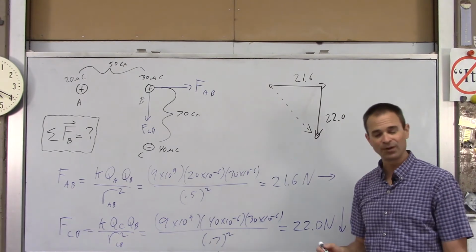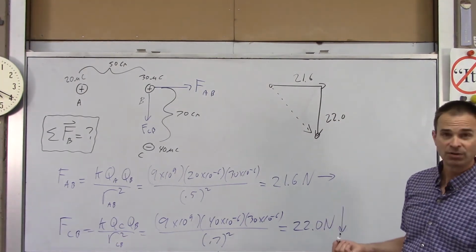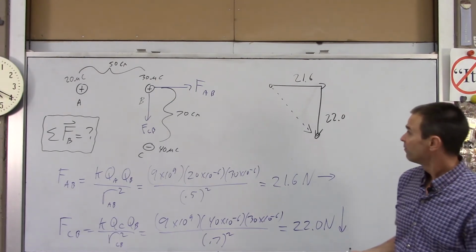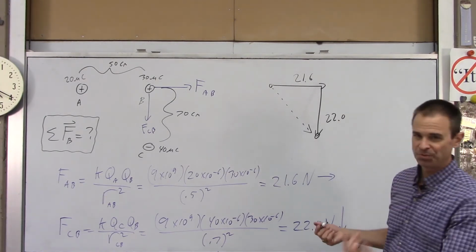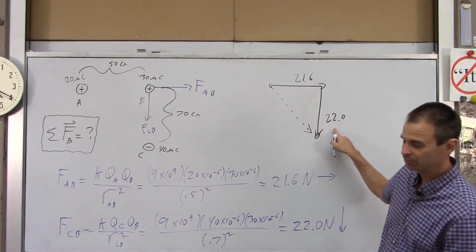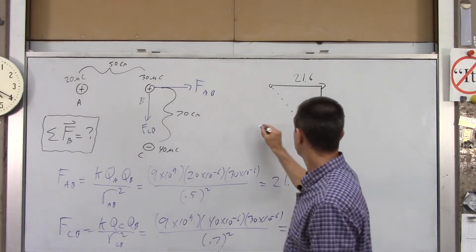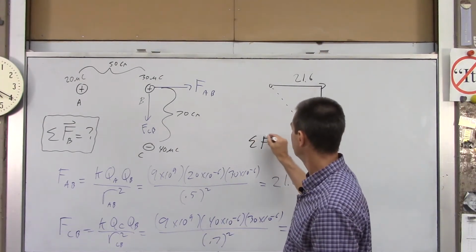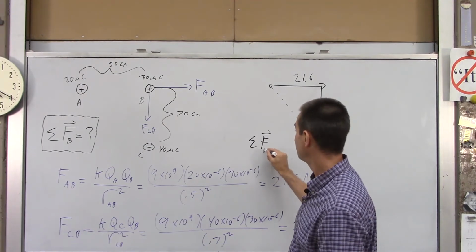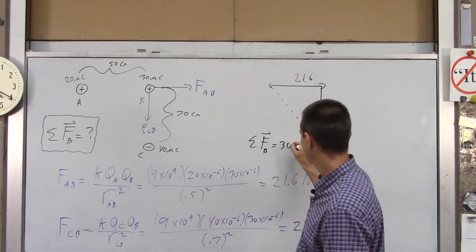That is our result. If you're trying to find net force, you need to know both the magnitude of that vector and the direction. For the magnitude of that vector, you use the Pythagorean theorem. So you do 21.6 squared plus 22.0 squared, then square root that. If you do that, you're going to get a net force on B of, I got 30.9 when I did that in my calculator.